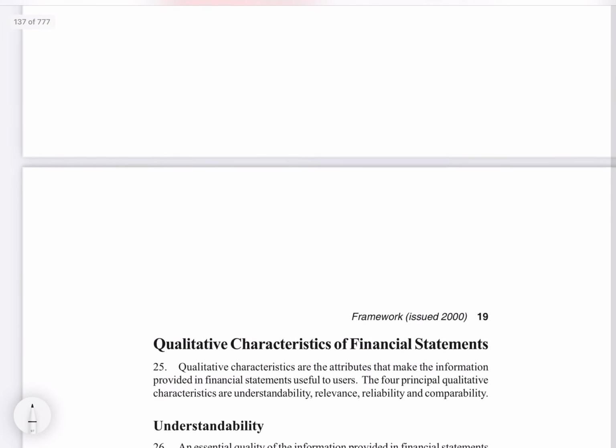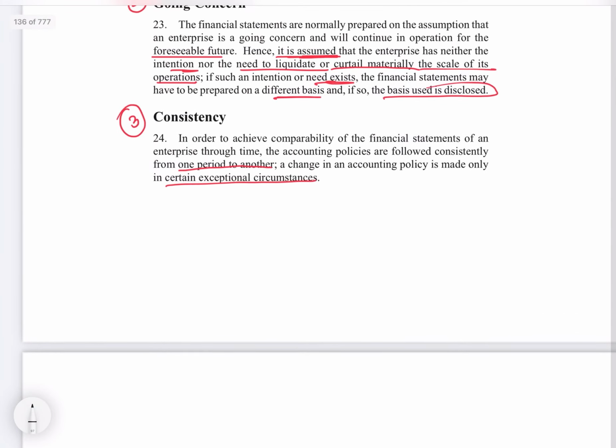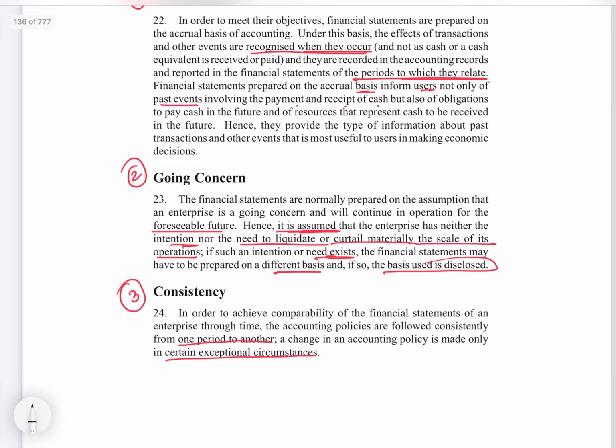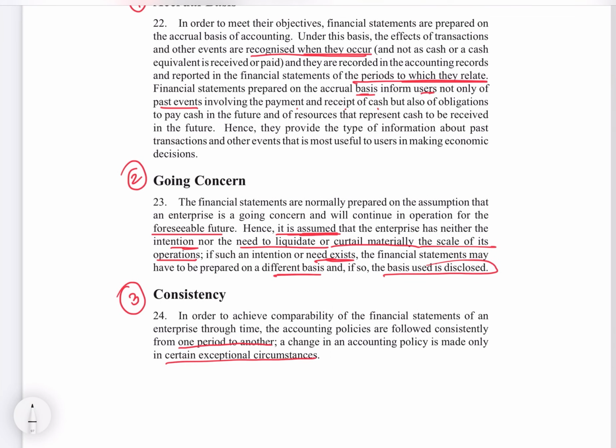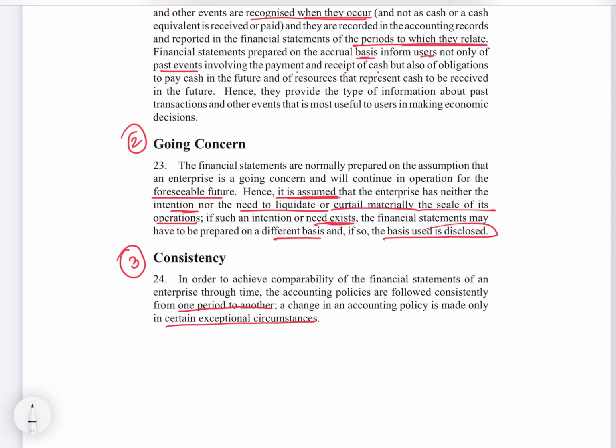And these are assumptions which are assumed to be followed, and if they are not followed, a separate disclosure is required to be made. If they are followed, no disclosure is required. If they are not followed, only then the disclosure is required to be made. Okay.